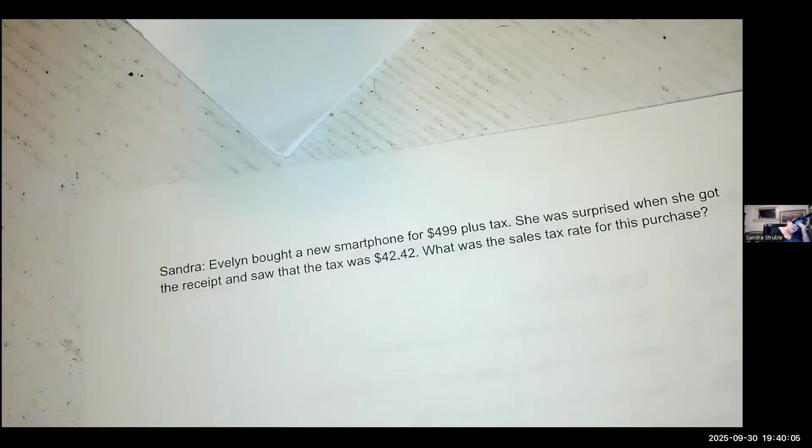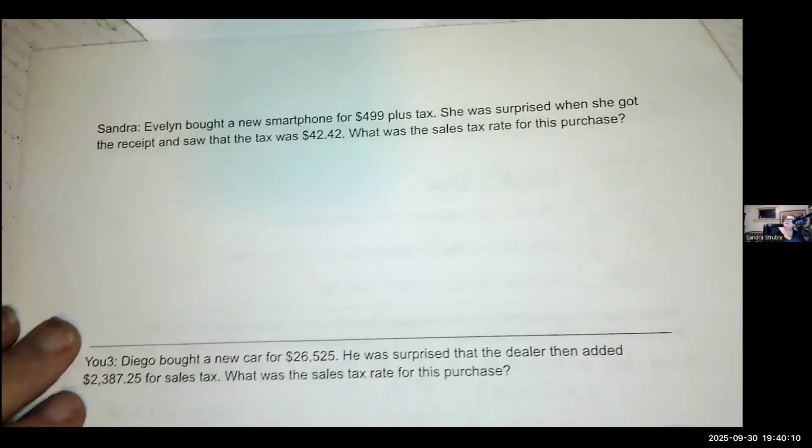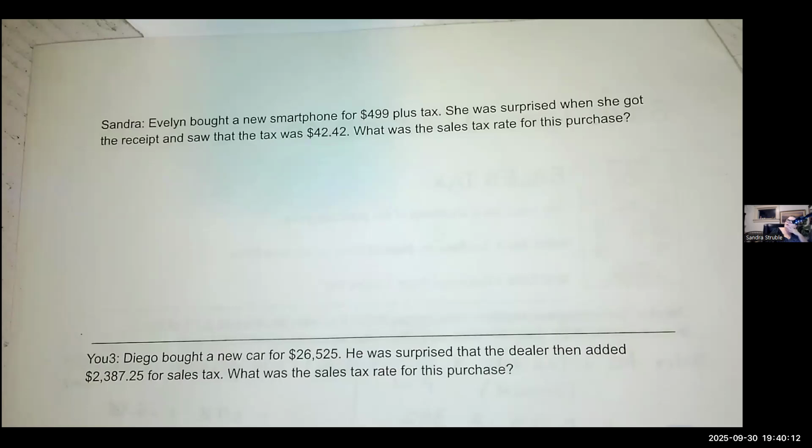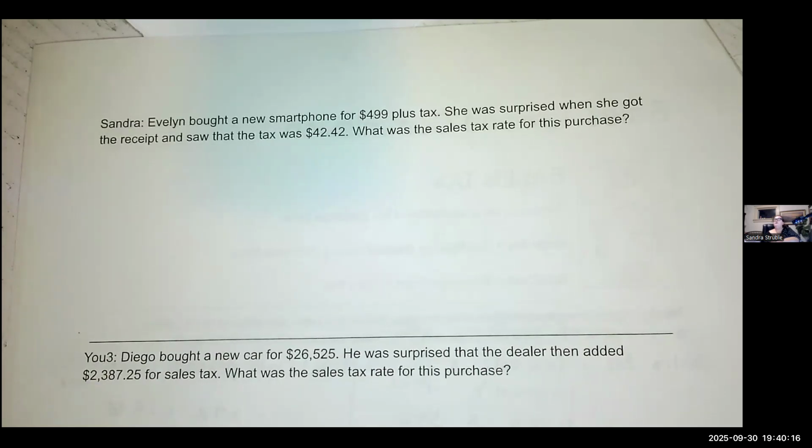More of this. Evelyn bought a new smartphone for $499 plus tax. She was surprised when she got the receipt and saw that the tax was $42.42. What was the sales tax rate for this purchase?